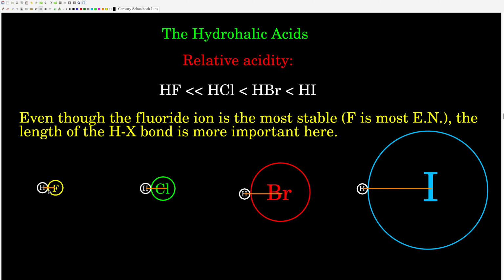By the way, this is not to scale. I just drew these by hand. This is the hydrogen-chlorine bond length, hydrogen-bromine, hydrogen-iodine, but you get the idea. As the bond gets longer, it gets easier to break, and that in this set of acids is what determines the most acidic and least acidic. This is the most acidic, this is the least acidic, because this is the shortest bond and this is the longest bond. So that's hydrohalic acids.